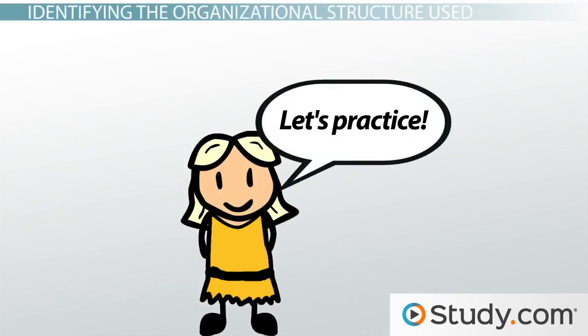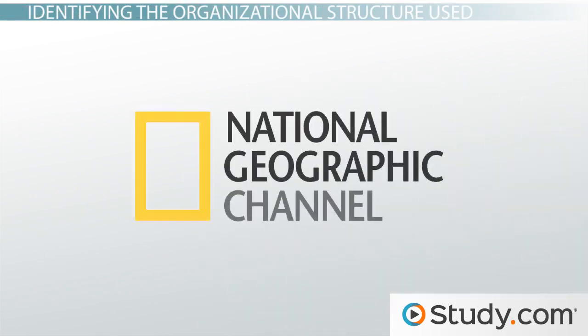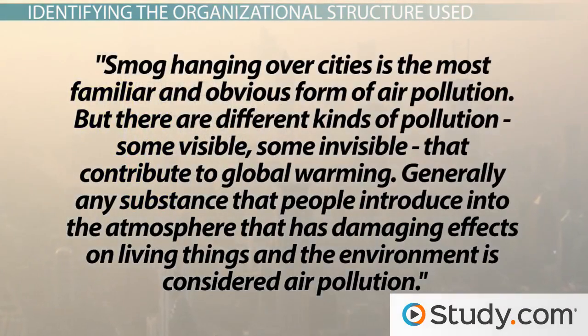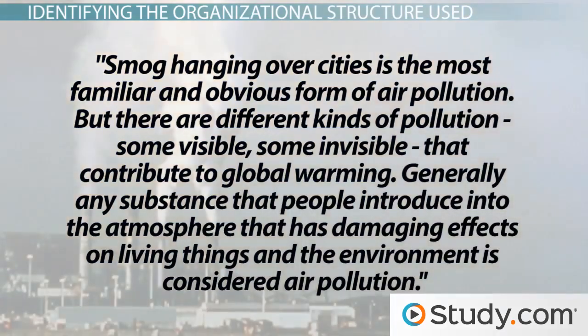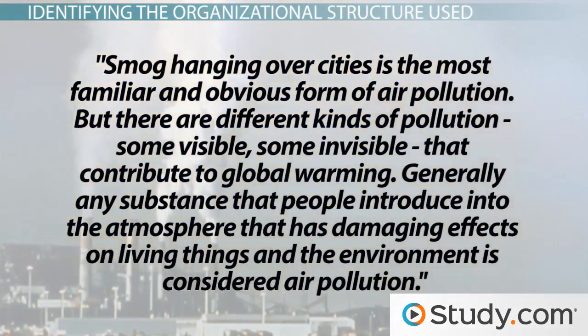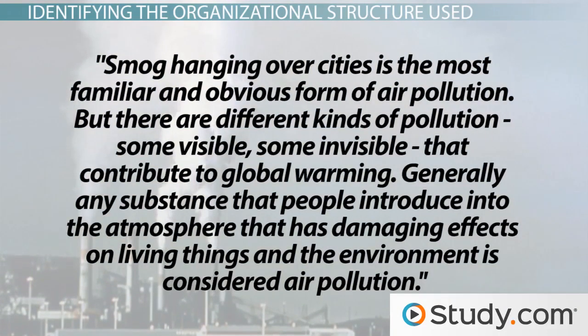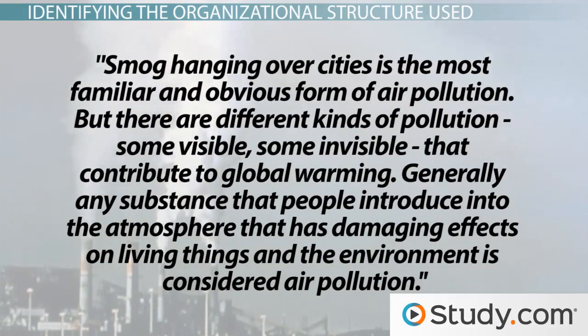Let's practice identifying the organizational structure used in the following reading selections by looking for signal words that point to which type it is. Here's an excerpt from a National Geographic article. Smog hanging over cities is the most familiar and obvious form of air pollution. But there are different kinds of pollution, some visible, some invisible, that contribute to global warming. Generally, any substance that people introduce into the atmosphere that has damaging effects on living things and the environment is considered air pollution.